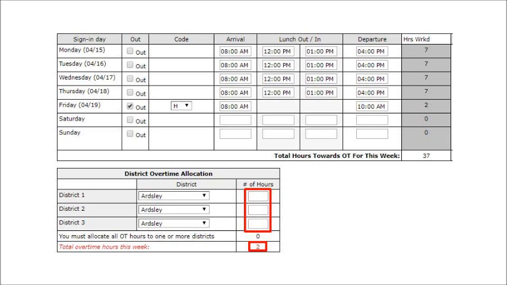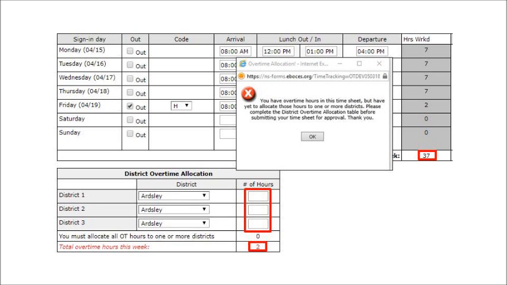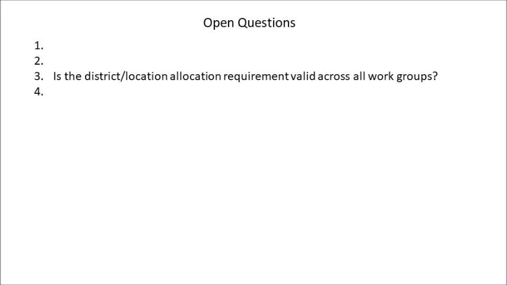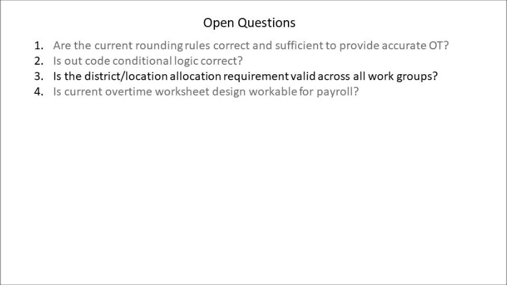The system would require that 100% of overtime hours be allocated, whether to 1 or up to 3 different locations or districts. Otherwise, the employee would see an error indicating that they need to fix that before sending their timesheet on to the supervisor for approval. So again, question number 3 here is whether the current allocation requirement that we have built in would be valid across all work groups, understanding that not all work groups perform overtime for specific districts. That brings us to question number 4.